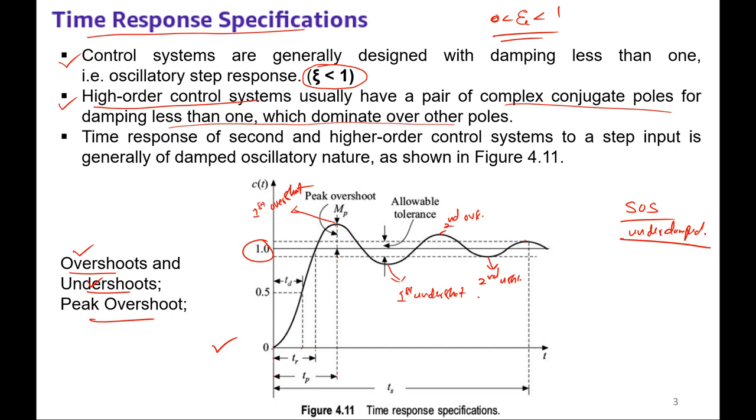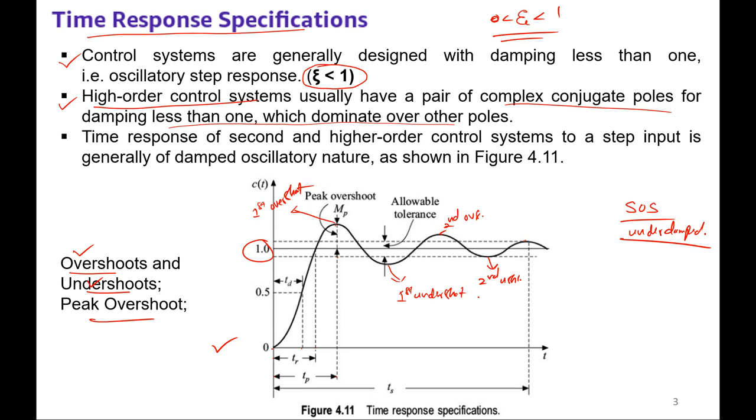Means they will govern the stability of the system. And the response we are going to get, if I take third order, fourth order, or fifth order, the response is damped sinusoidal oscillations only. That's the nature of the response. Damped sinusoidal oscillations, right? So we can say that the second order system is the representative of all the higher order systems, third order, fourth order, fifth order, and so on, right?